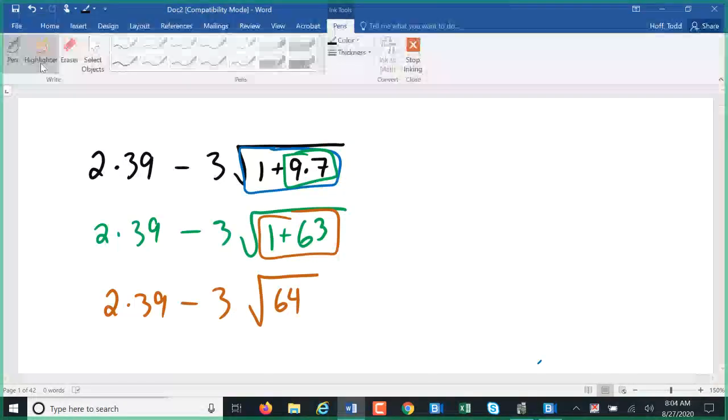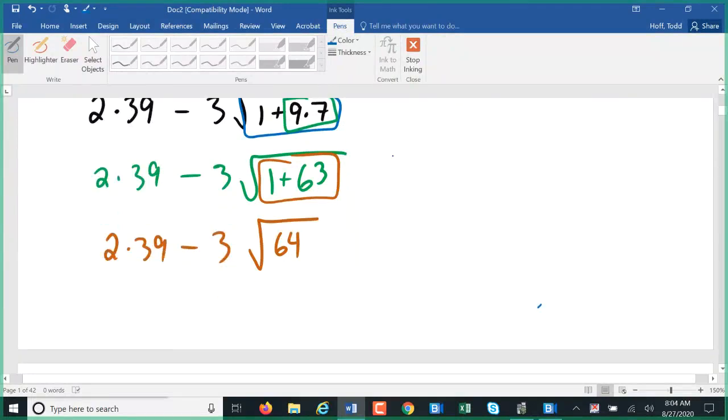In this case, however, we don't just get rid of the symbol. Like in the fraction bar, we had to have it down to a single number on both top and bottom, and when we got rid of it, we had to divide. Well, here, when we get rid of the square root symbol, we have to do the square root. The square root of 64 is 8. Now, technically, the square root of 64 is both 8 and negative 8, but for our purposes, we're going to take the positive number.